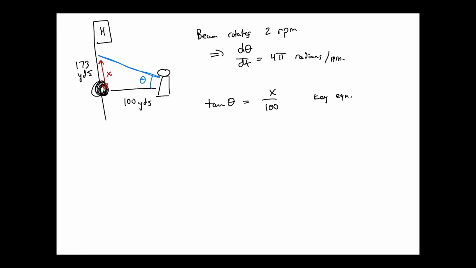All right, so now I need to take the derivative of this thing. What's the derivative of tangent theta? Secant squared of theta times d theta dt. Why do we have to have that? Because theta depends on t. This is the chain rule, right? Okay, what about the right-hand side?